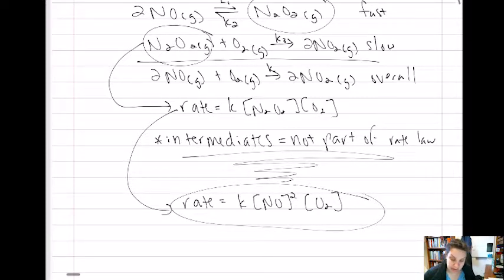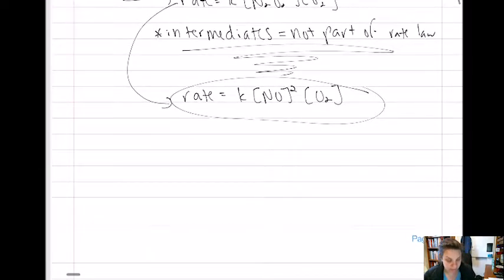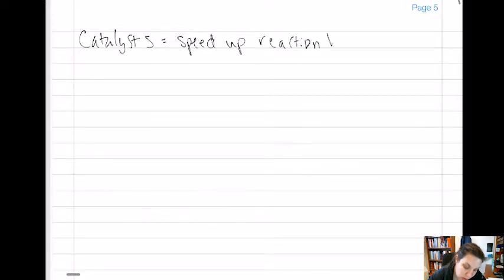Okay. Last thing I want to talk about very quickly is catalysts. So catalysts, that's the last thing we can do to speed up a reaction. They speed up reactions by lowering the activation energy.